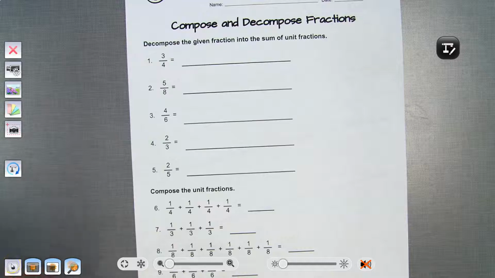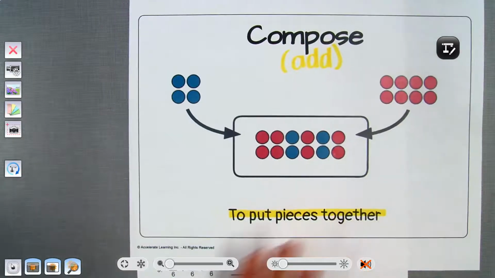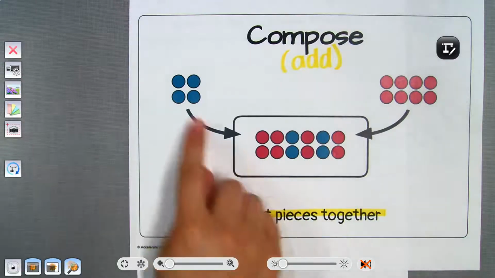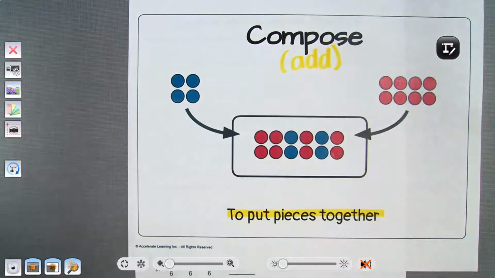Hey guys, so we've been talking about compose and decompose fractions. So real quick, let's go over what compose and decompose means. Compose is to put pieces together. So I want you to think about we're adding. Over here it shows you how we're adding the blue ones in with the red ones.